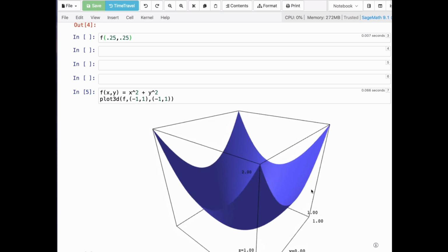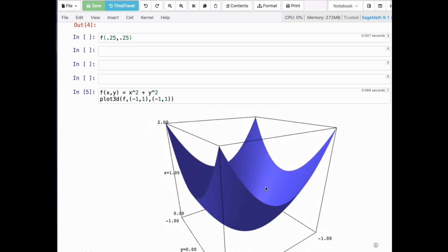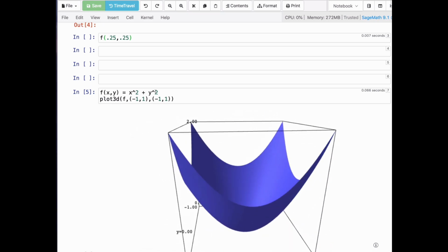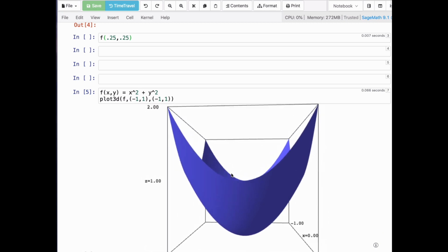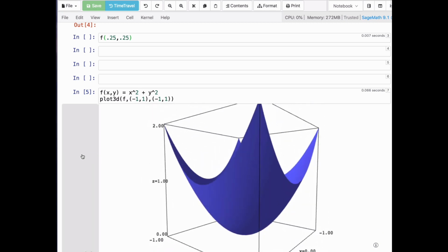And maybe we can convince ourselves this is what we should expect to see. As x or y gets large, the output of this function gets large, and it should never be negative, because x squared or y squared can never be negative numbers.